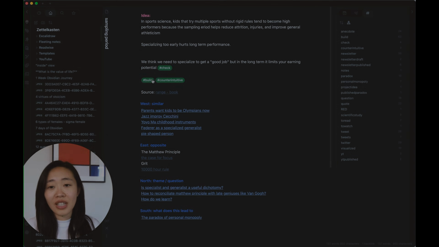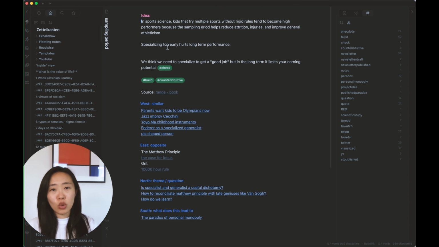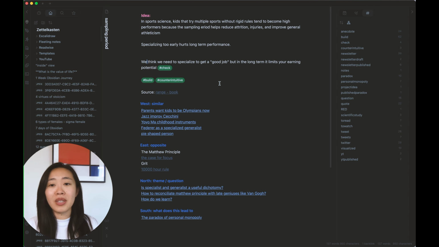As an example, right, I put build here because I think this idea is really interesting. Sampling period. I want to spend more time making connections, fleshing this out a little bit more. And I also put check next to this point I made about we think we need to specialize to get a good job, but in the long term it limits your earning potential.